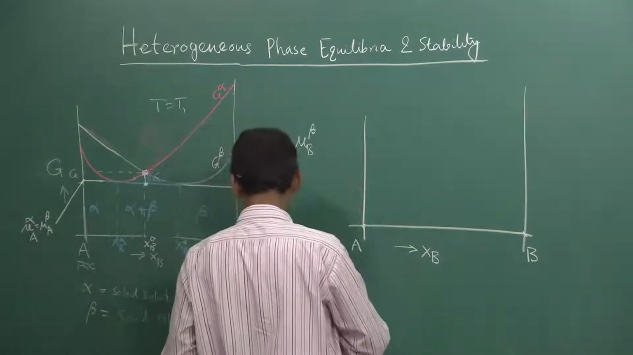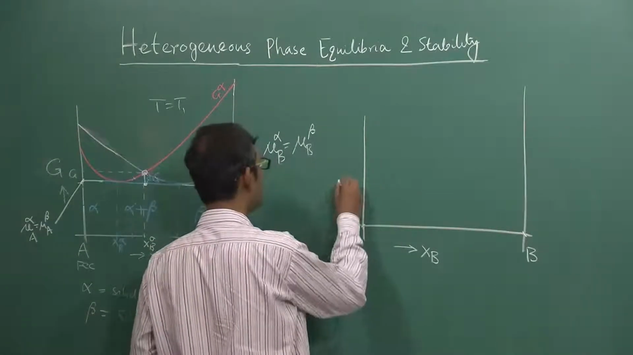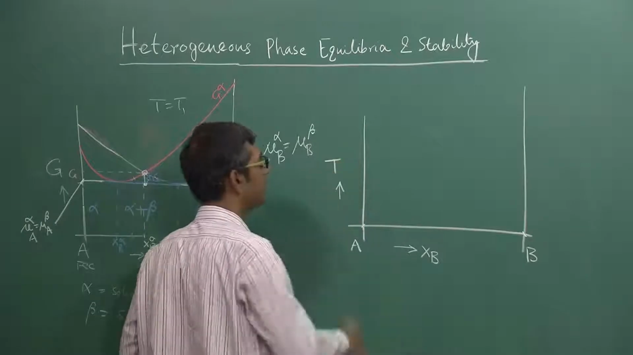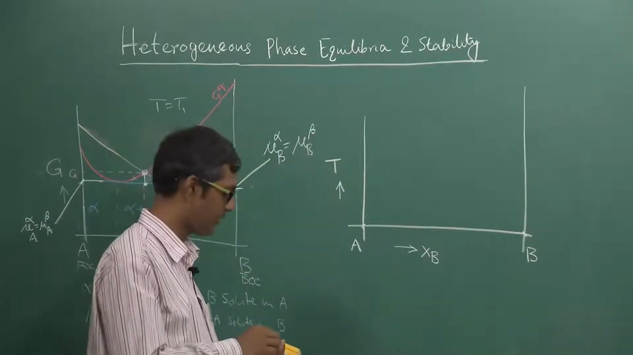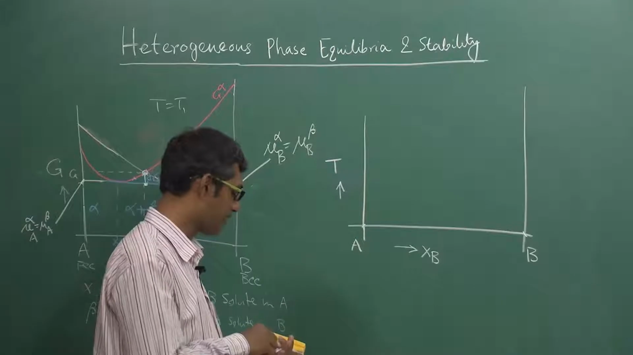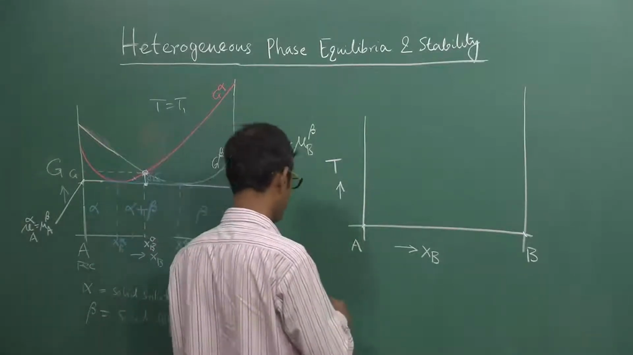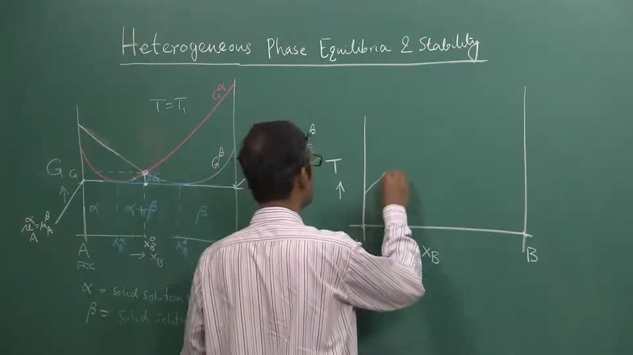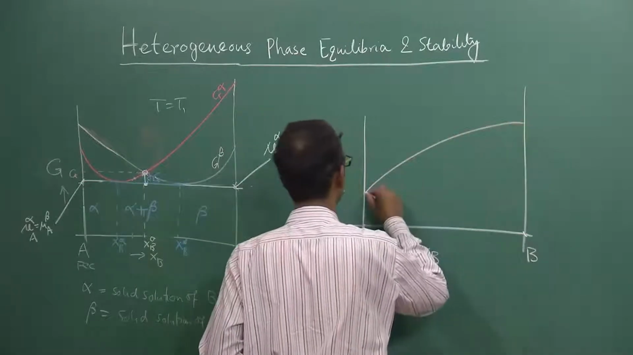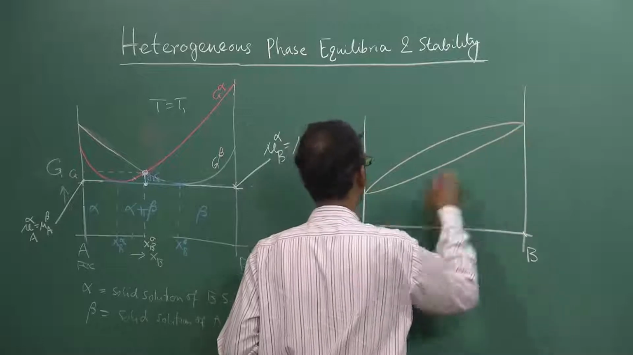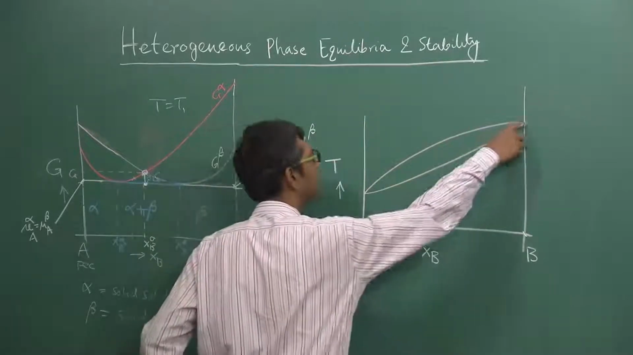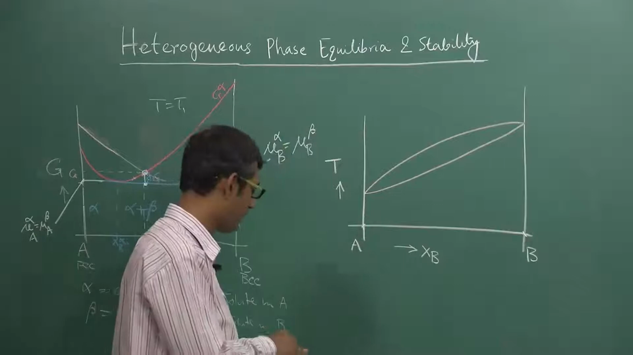And this axis, the y axis, is always temperature. You should know that, temperature either in centigrade or in Kelvin. So let us now write it. Let me just draw the phase diagram. The phase diagram will be like a lens. Here A has a lower melting temperature than B. These are the melting temperatures of A and B.